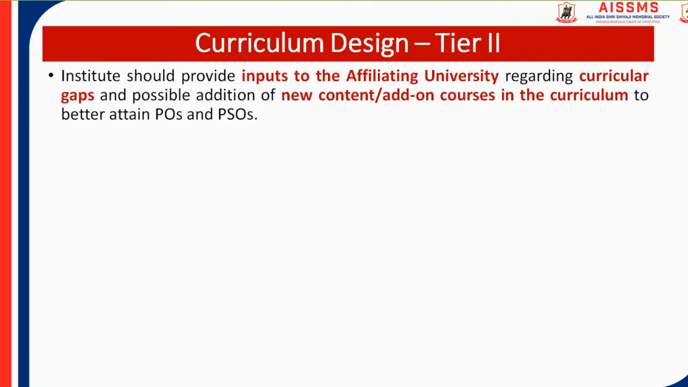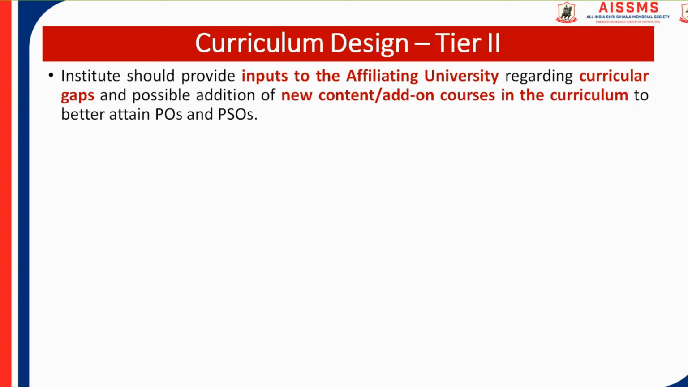One more thing is that in the NBA, it is expected that, as we have our governing body and the local managing committee or the CDC, each department or each program should also have its department advisory body, which we call the DAB. The DAB is also one important body which plays a crucial role in giving inputs to the curriculum design and the structure.